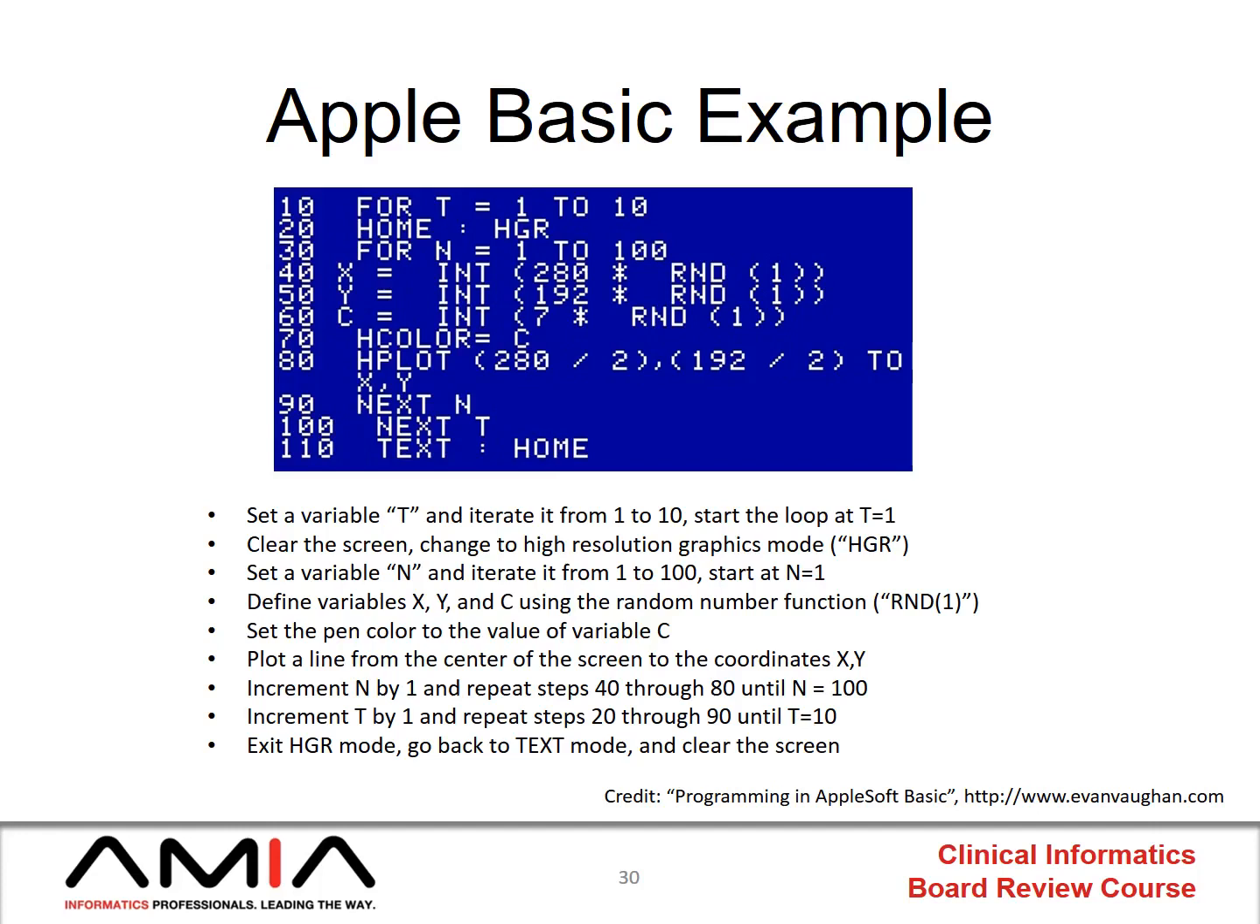And in line 70 and 80 is when we start using those variables. So I'm going to say H color equals C, which means the high-res plotter color will be assigned to the number from line 60. And then I'm going to plot a line that starts at the first point and extends to the second point. So 280 divided by 2, comma 192 divided by 2. That's an XY coordinate.